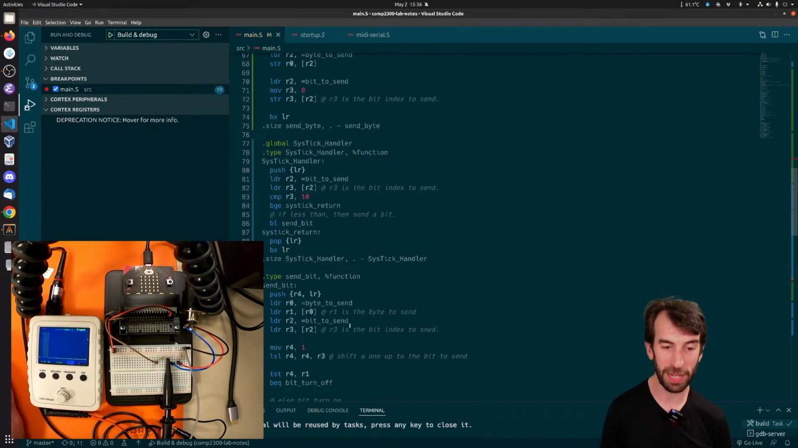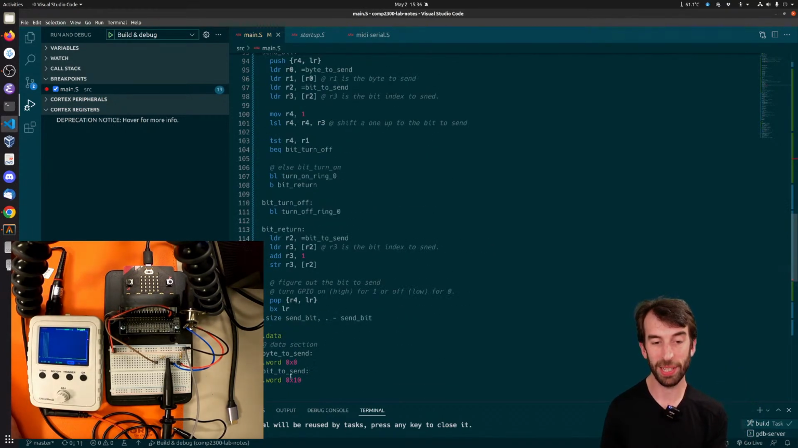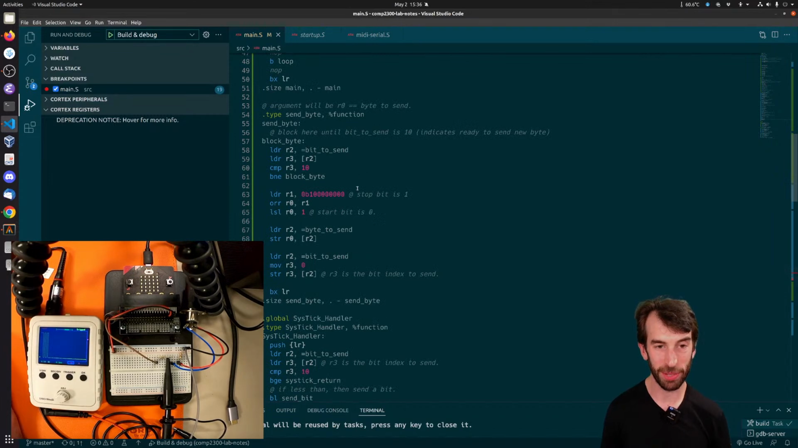So you'll notice I set up my initial value of bit to send to be not 0x10, actual 10, regular decimal 10. And the initial word there is 0. Okay, so what does my send byte function do? It waits until it finds a 10 in that global variable, bit to send. Then it takes the value in R0 and sets that up with a start bit and a stop bit and stores it in this location, byte to send. Then it stores a 0 in bit to send, and it doesn't actually do any of the bit sending.